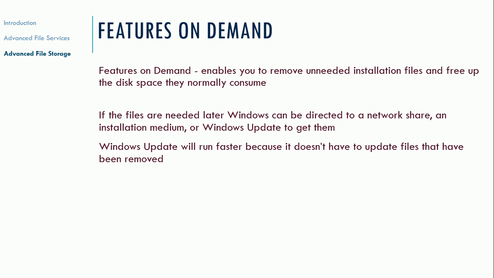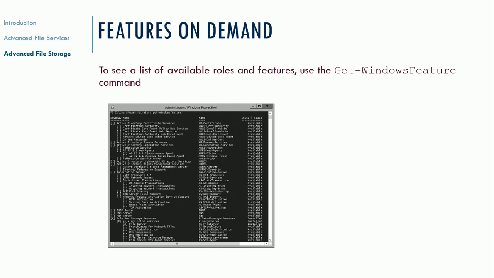And finally, let's talk about features on demand. We talked about this in the previous quarter. So features on demand basically allows you to remove unneeded installation files and free up disk space that they normally consume. So every time you go into Windows Add Remove Roles and Features, which you do in almost every single lab, there's a lot of stuff in there. So once you build a server and it has the roles and features that you're using, there's no reason for all of those files to still be there for all the roles and services that you don't need. So you can use features on demand to remove those files.